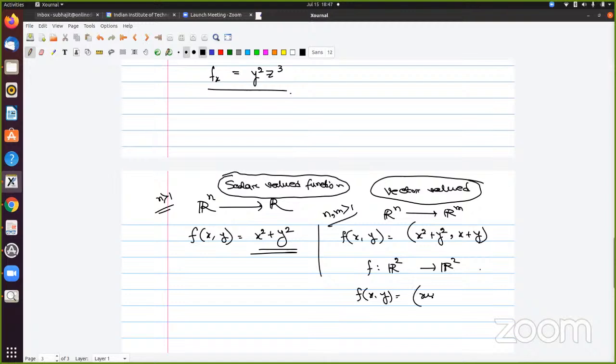If it is from R to R^n, then what will it be called? Then it is not multivariable, no? It is a single variable function, a single variable vector valued function. Okay? Thank you, sir. Good.